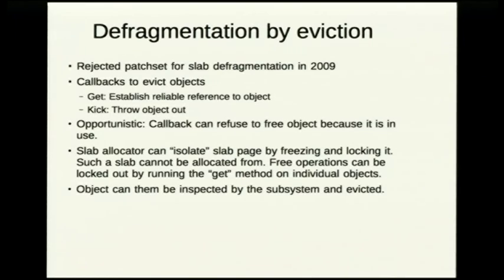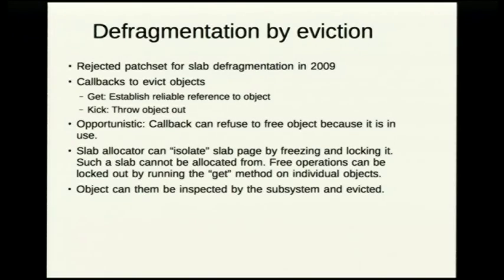First, a get. This means the system establishes a reliable reference to the object, because otherwise, while we do the processing, the object can vanish. We have the same thing with page migration. So with that, we ensure that the object doesn't vanish. And then we call the kick function, which means the subsystem can now investigate the object and see if it can be evicted from memory. And if the subsystem finds it can do that, then it's fine, and then it can take the page frame out.